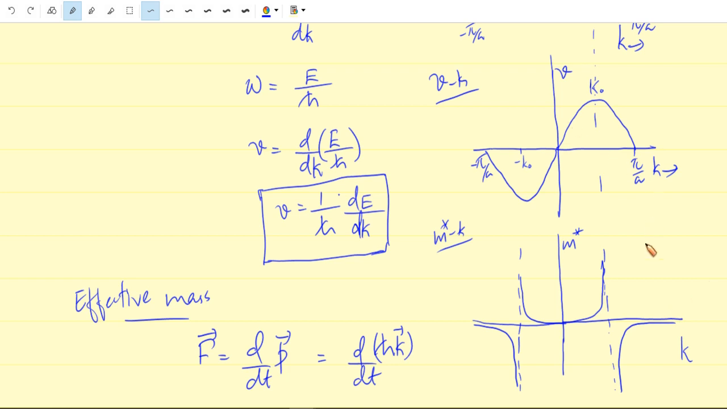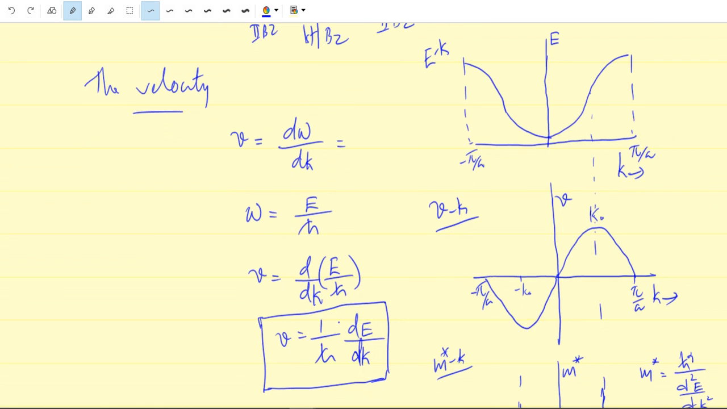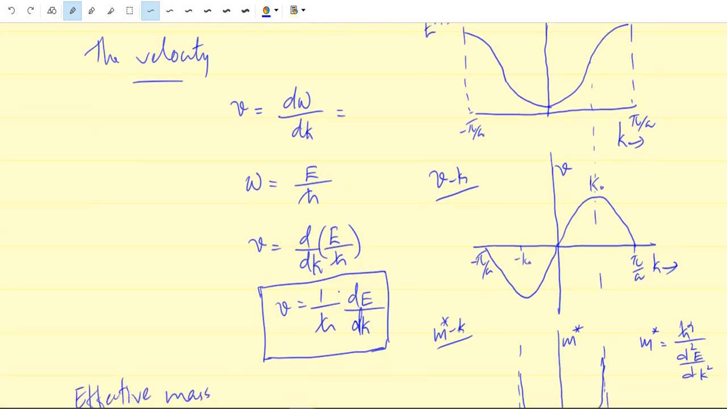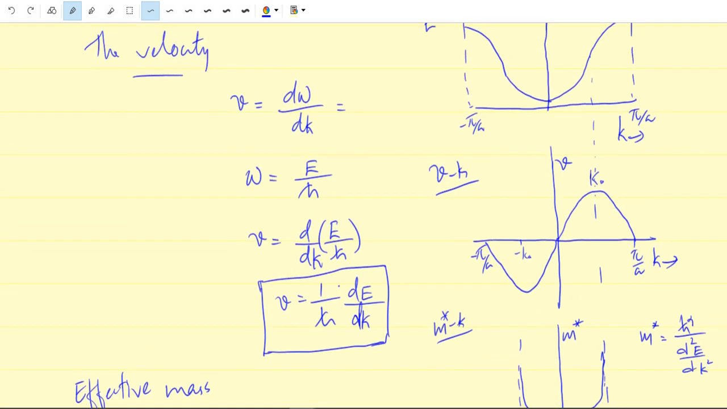Here we can write the effective mass once more. Effective mass m* is equal to ħ² divided by d²E by dk². It is inversely proportional to the second derivative of the energy versus k diagram, or inversely proportional to the first derivative of the velocity-k diagram. So you have to plot all these three graphs together, then only you will get the relation between these three graphs.